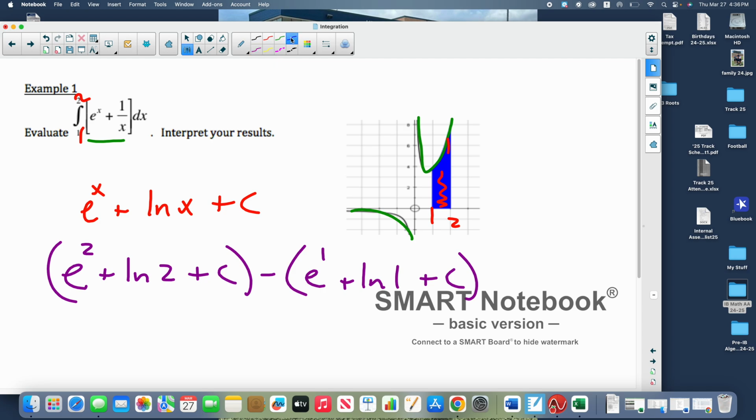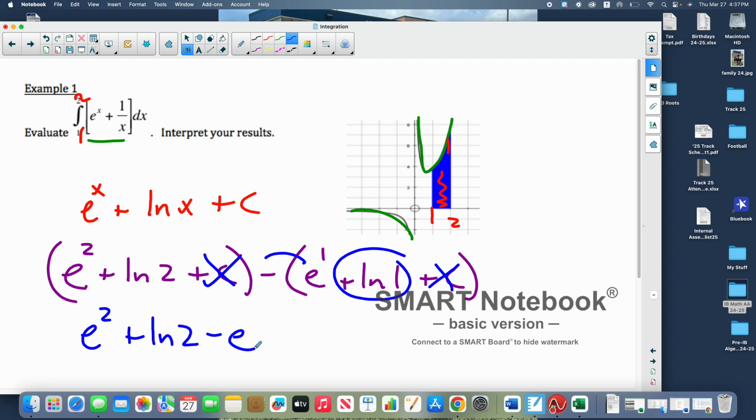Now, again, we talked about this the other day. The c's will cancel. But also, if I've got a natural log of 1, that's 0, so I don't need that. And so what I end up having here is e squared plus natural log of 2, and then minus that e right there. That would be my non-calculated answer. All right? I could plug that in and get a decimal if I'd like, but if I've got my calculator, I'm probably not doing all this work here. I'm probably just going to plug that into the calculator.